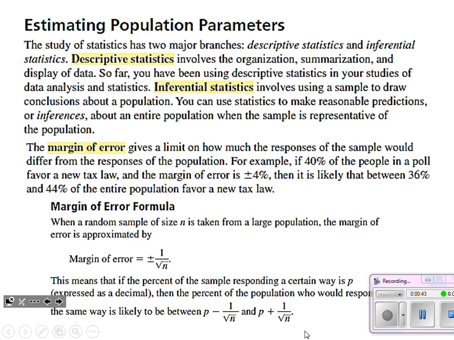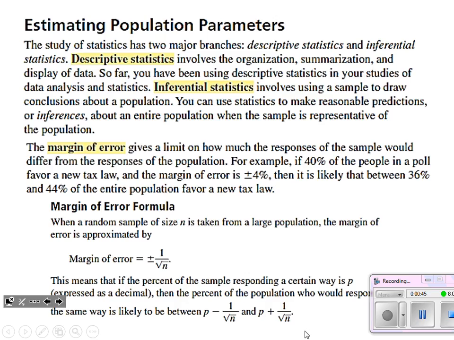Now we get to actually take that data, the result of our study, our survey, our experiment, and we get to use that to describe and project those results to hopefully tell us something about the entire population. So let's take a look.